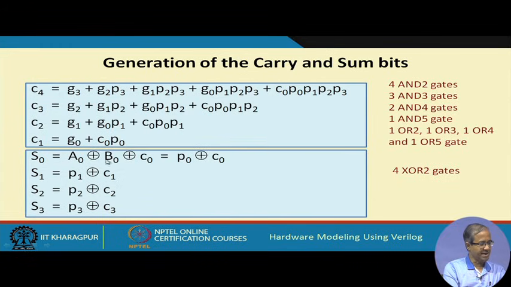P is nothing but A and B's XOR. So, this sum is the XOR of all the 3 bits. So, you can simply write P0 XOR C0. Similarly, S1 is P1 XOR C1 and so on. You need 4 XOR gates.